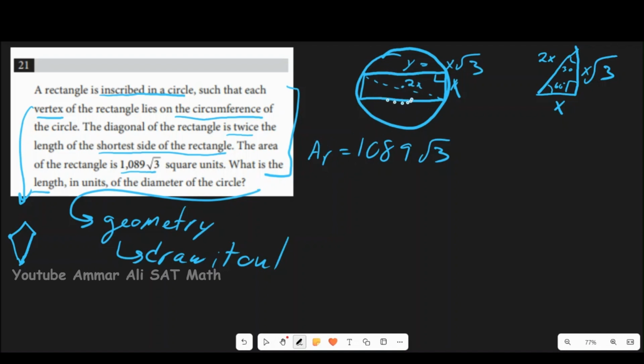Real quick, if you did not know immediately that this was going to be a special right triangle, here was another hint. They showed us a root 3. Almost always, whenever you see a root 3, you should think to yourself, is this root 3 somehow related to a special right triangle? And the great thing about special right triangles is you can see this all in the SAT.